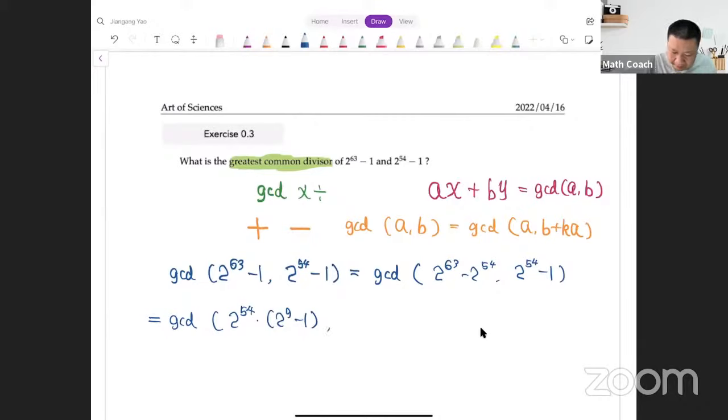The other one, I can write as 2 to the power of 9, all to the power of 6, minus 1 to the power of 6. Now we do some analysis. The factor 2 to the power of 54 is even, so that is useless as the other number is odd. And the other part contains a factor, because this is a to the power of 6 minus b to the power of 6, which contains the factor 2 to the 9 minus 1.